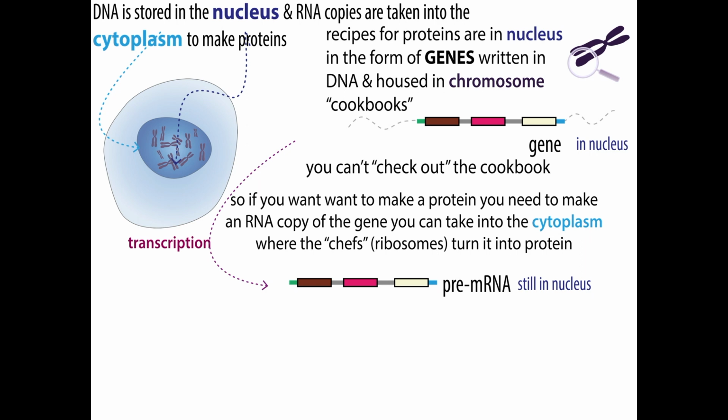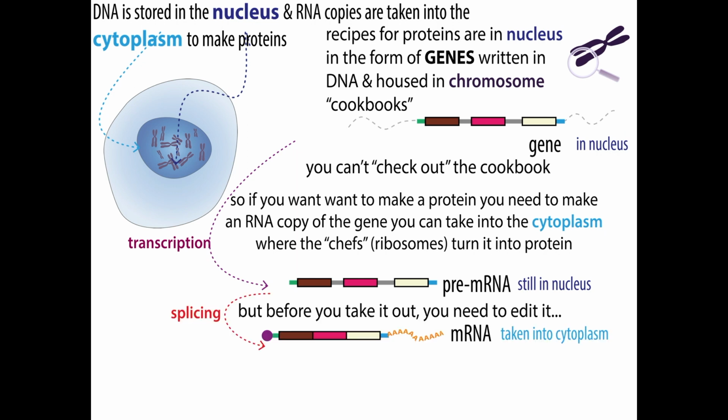That process is called transcription. And it leaves you with pre-mRNA, which is still in the nucleus. Before you take it out, you need to edit it. So the introns get removed, those regulatory regions. You also get a 5' methyl G cap and a 3' polyadenylated tail. These will provide landing pads for various cytoplasmic factors, and it also protects the ends of the RNA.